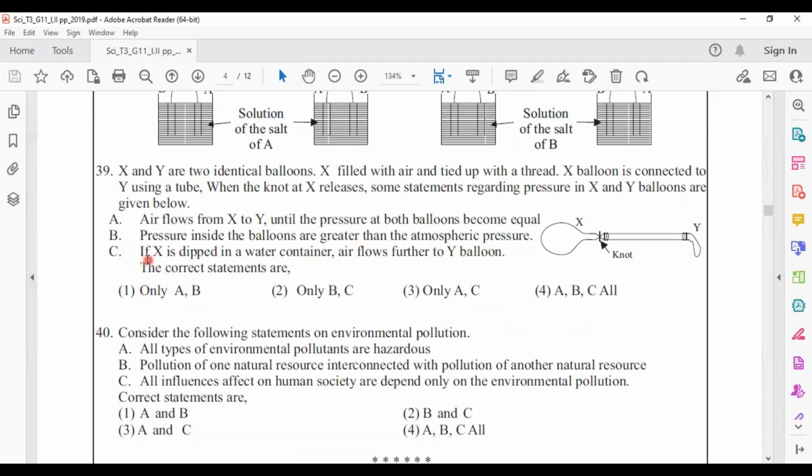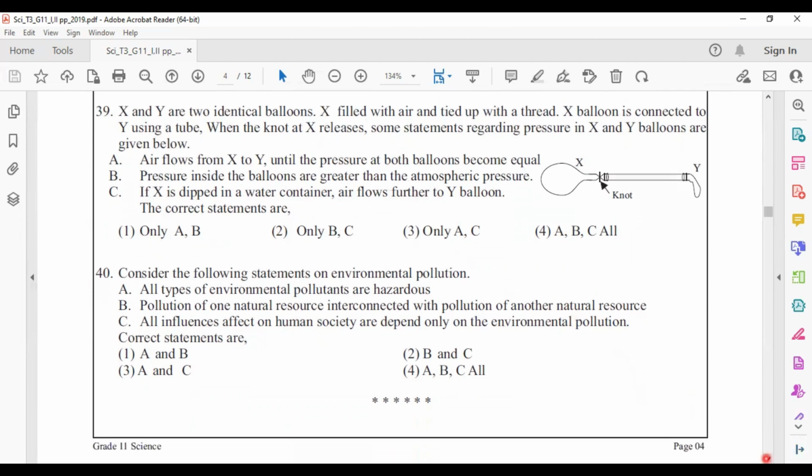C is wrong. If X is dipped in a water container, air flows further to the Y balloon. It is incorrect. A and B only are correct.